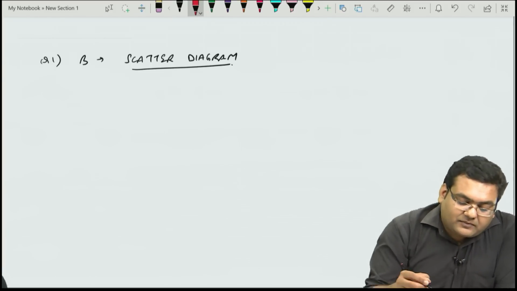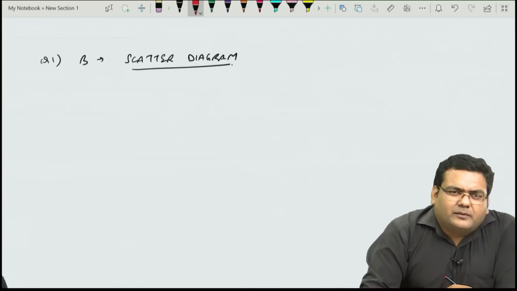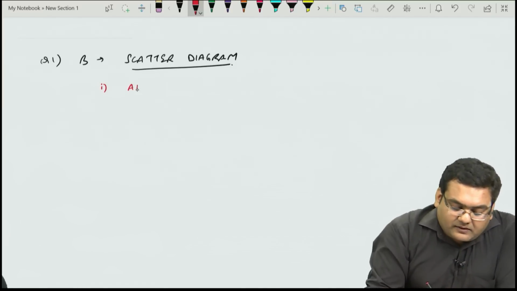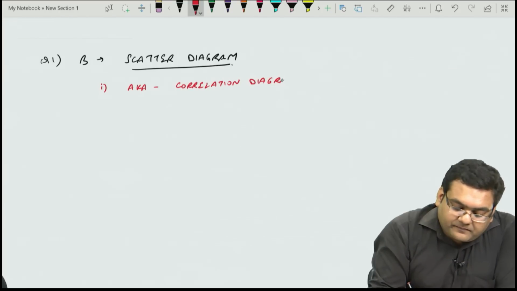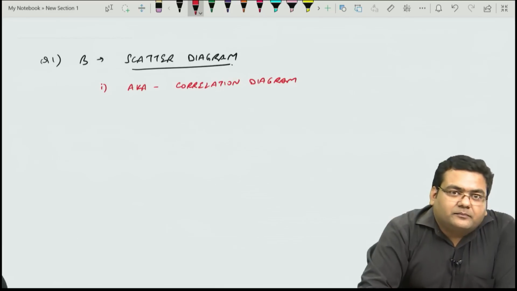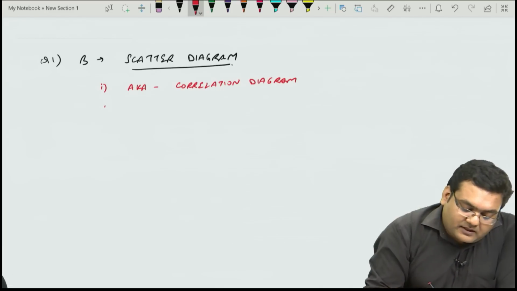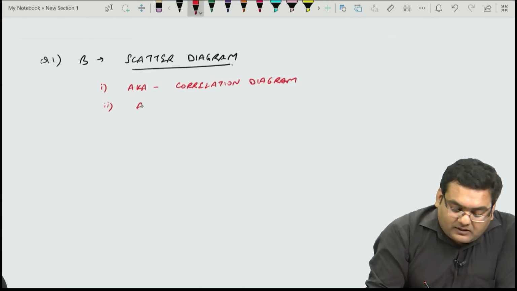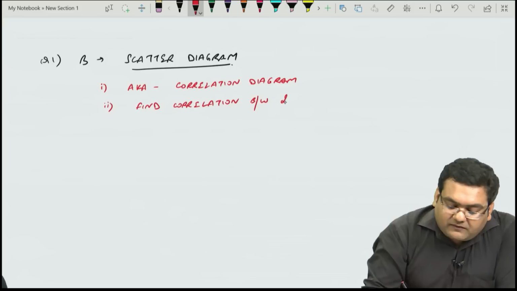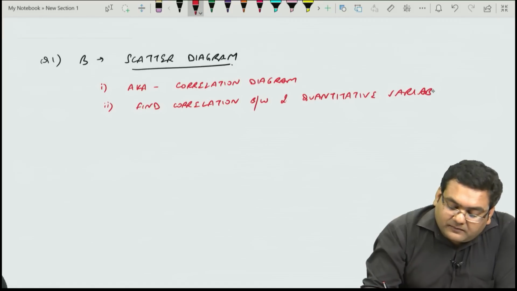Now, scatter diagram, some important points which we need to remember and commonly asked in questions is, it is also known as your correlation diagram. Second important point is used to find the correlation between two quantitative variables.